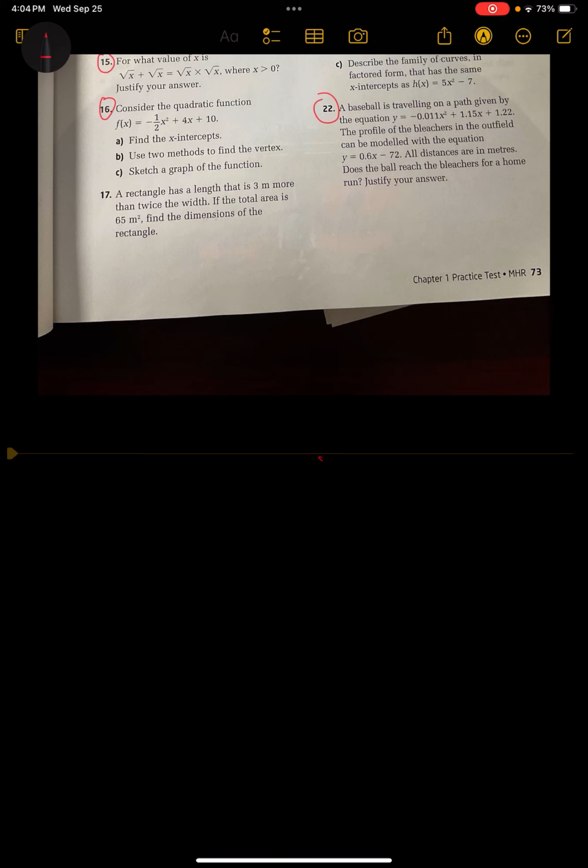So looking at question 22, it talks about a baseball and its path. The path is given by the equation y equals negative 0.011x squared plus 1.15x plus 1.22. A lot of decimals. And it's asking about the profile of the bleachers, which is modeled by this line.